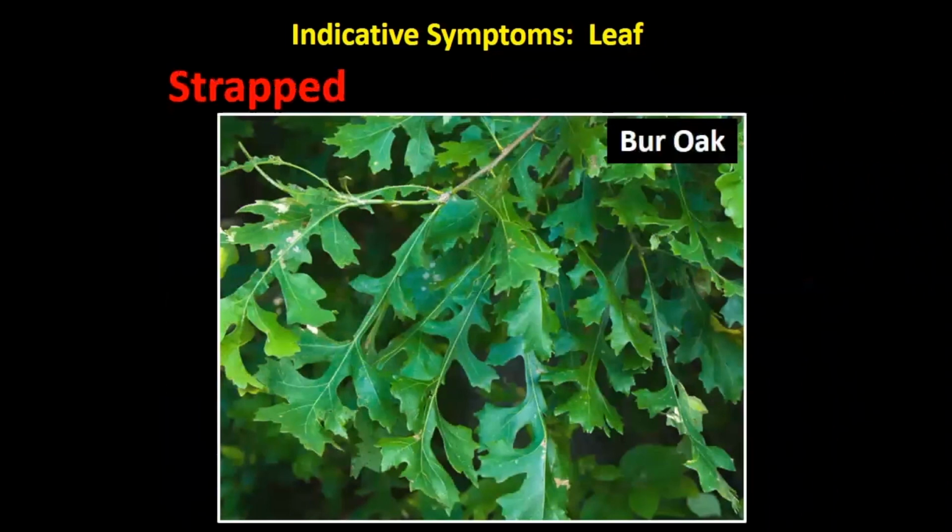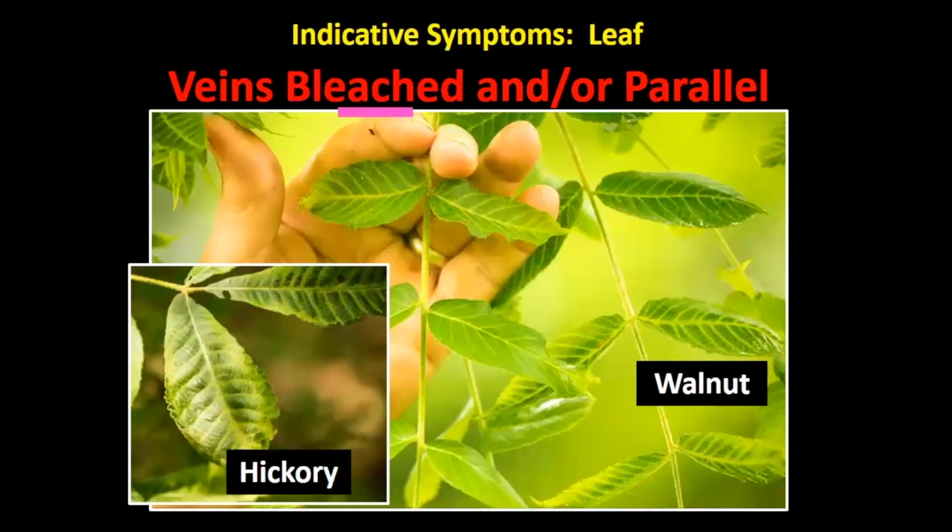Another of the indicative symptoms is called strapping, or the leaves are strapped. And that refers to simply an unusual or unnatural elongation of the leaf in relation to its width. And you can see that here in bur oak. You have to, of course, be familiar with what these species look like to be able to identify this. But bur oak seems to be a species that is particularly susceptible to being strapped and demonstrating this particular symptom.